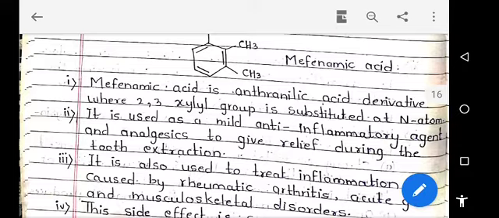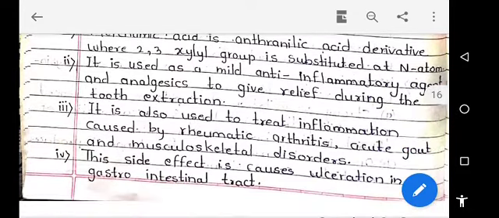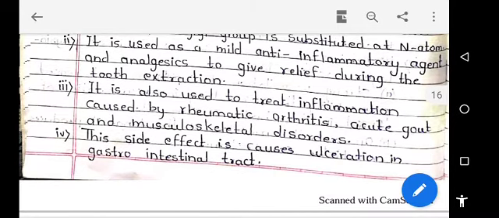It is used as a mild anti-inflammatory agent and analgesic to give relief during the tooth extraction. It is also used to treat the inflammation caused by rheumatoid arthritis, acute gout, and musculoskeletal disorder. The side effect is that it causes ulceration in the gastrointestinal tract.